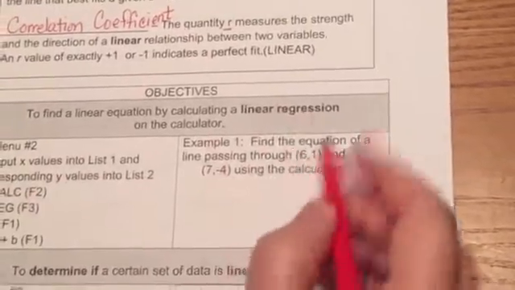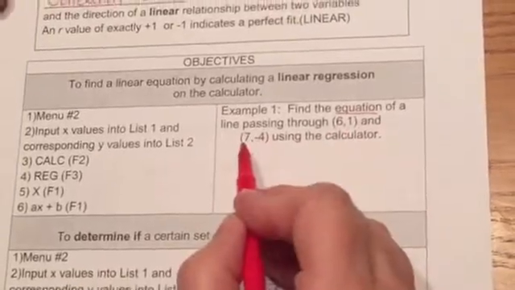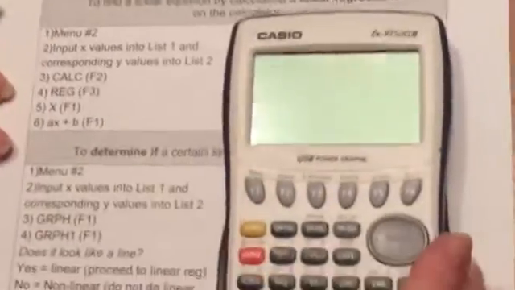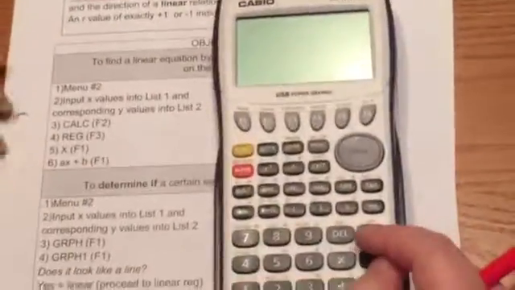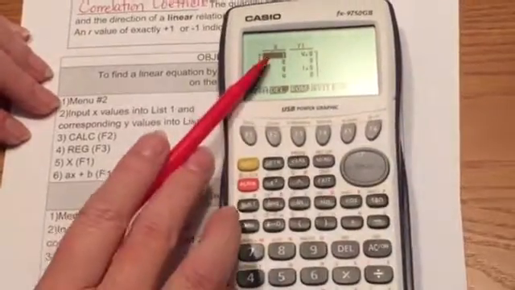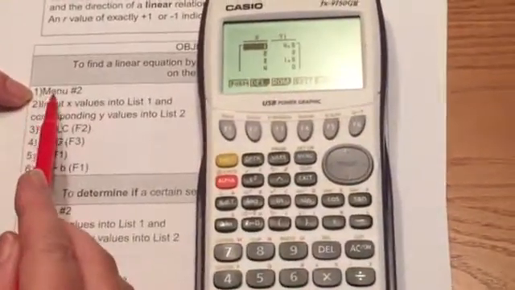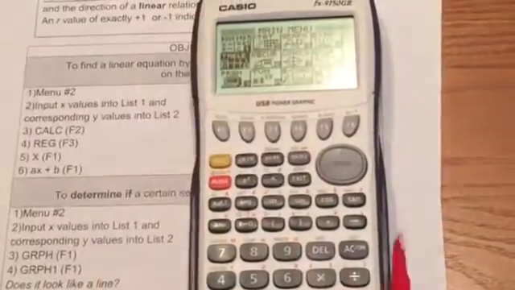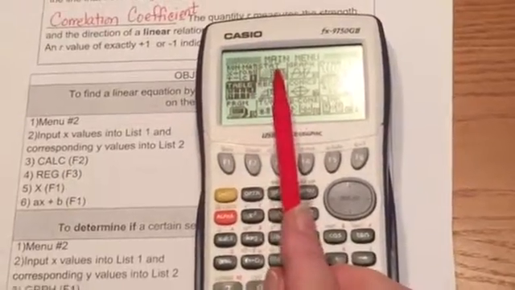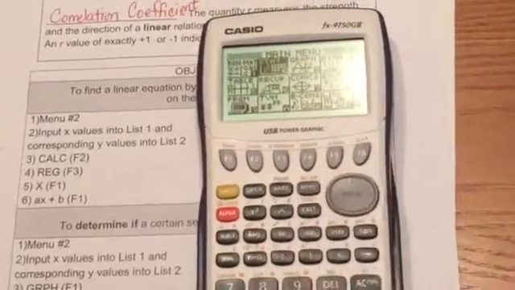So what we're going to do is find the equation. We're going to use the calculator to find the equation of a line that passes through (6, 1) and (7, -4). So here are the instructions. So I'm going to turn it on, of course, and that's this button. Now, I still have some left over, but don't worry about that. We don't need to get rid of it. We just need to go where we're going. We're going to go to menu number 2. So I'm going to go to menu, and this is the first time we've used menu number 2. It says stat.